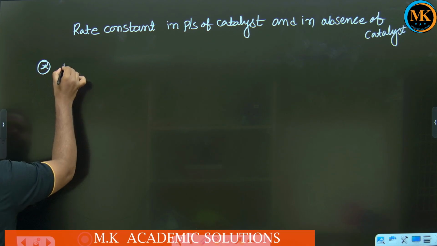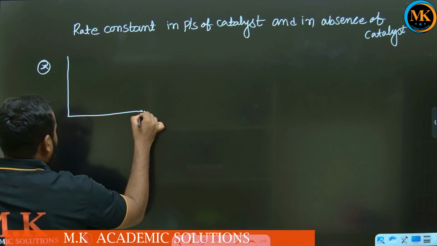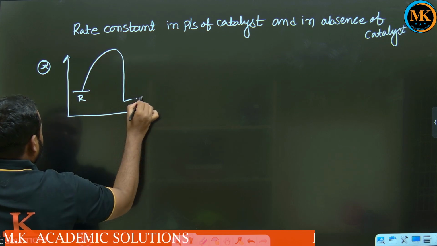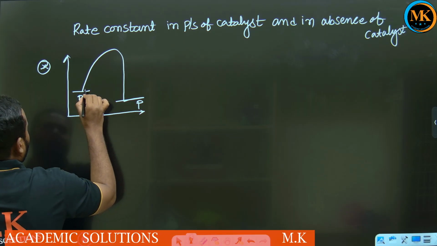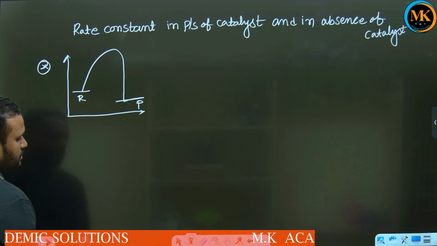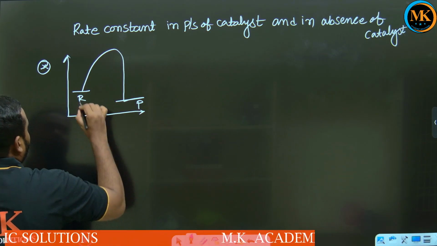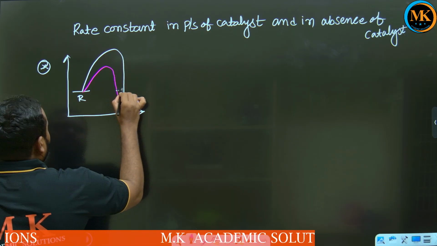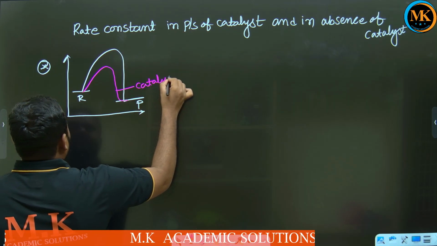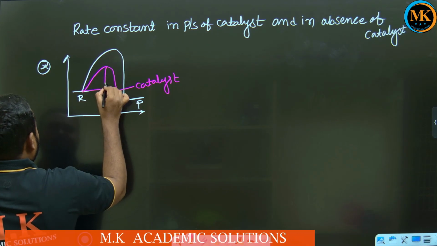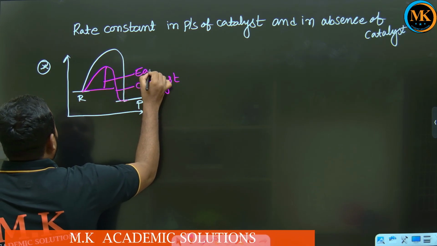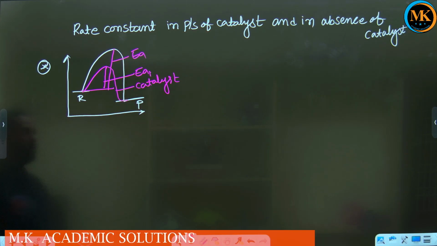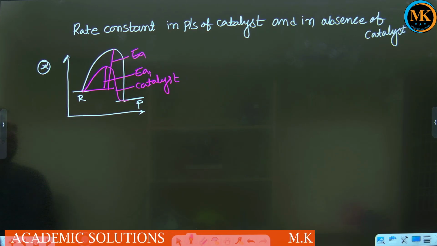So now let us take the graph. Consider this is the energy profile diagram, this is the energy of reactant and this is giving us product P. Now it is without catalyst and with catalyst. This is with catalyst. Consider this is activation energy 1 and this is activation energy 2.